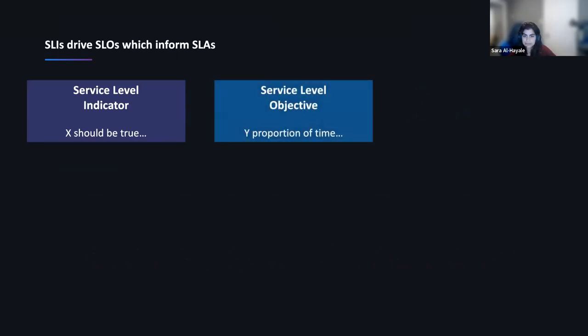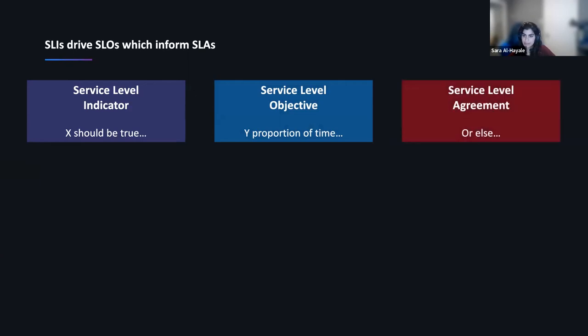If we say our SLI is that X should be true, and we define that as, for example, business availability, then the SLO is 99% of the time. And the SLA is our contract with our accounts. So that's something we have to do.